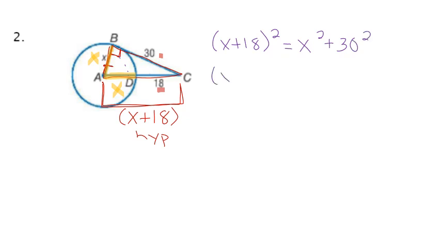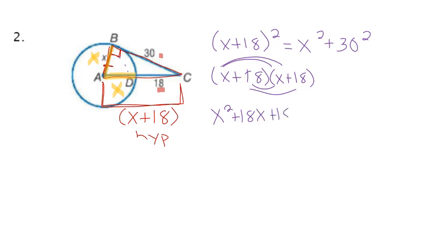If I square a binomial, it's the same as writing it twice. I'm going to distribute. We get x squared plus 18x plus 18x plus, and then if I square 18, I'm going to get 324. So x squared plus 36x plus 324 on the one side. And then on the other side of the equal sign, I have x squared plus 900.